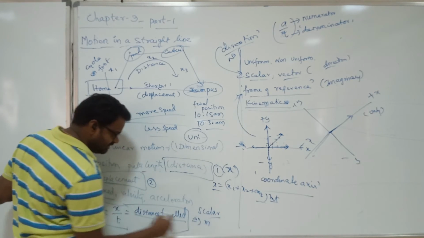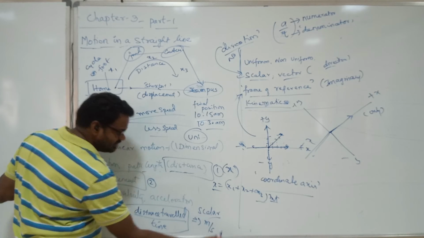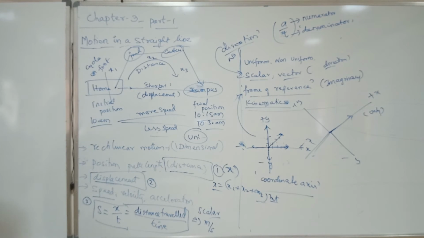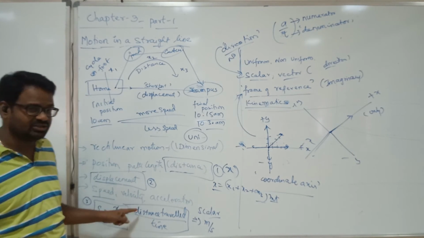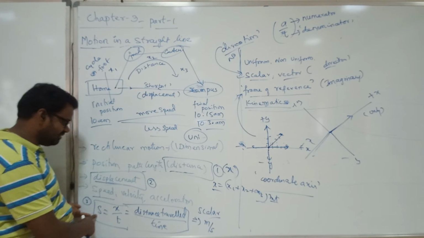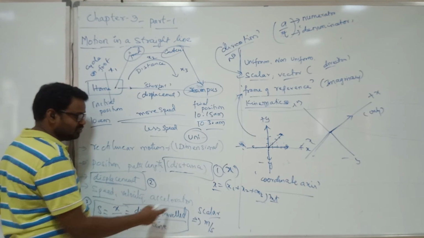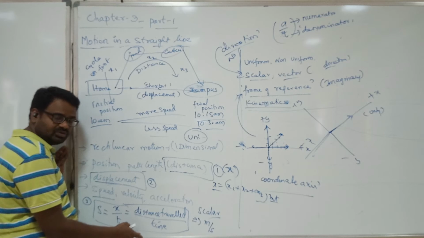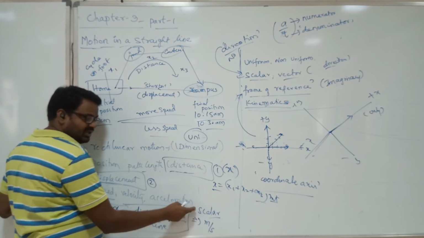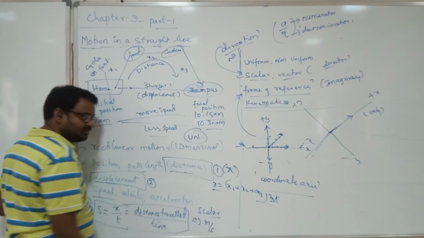Distance is expressed in terms of meters and time is expressed in terms of seconds. Therefore, speed is defined, now I am just recalling the things, as the rate at which the distance traveled changes with respect to time. It is a scalar quantity. It is expressed in units of what?